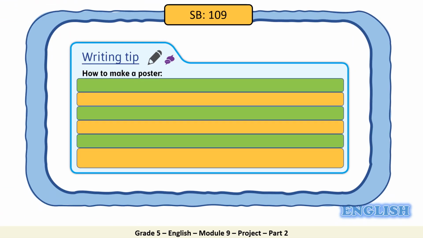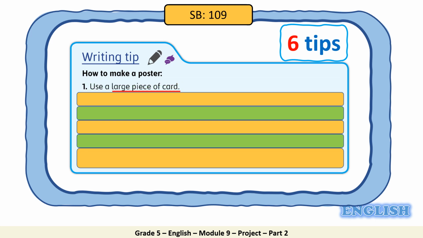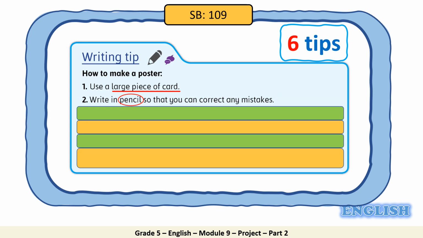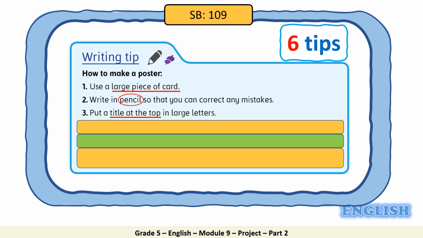If you want to make a poster for a school competition, a birthday party, or any other event, you should follow these 6 steps. Number 1. Use a large piece of card. Make sure it's big enough for people to see it clearly. Number 2. Write in pencil so that you can correct any mistakes. Make sure your handwriting is clear. Number 3. Put a title at the top in large letters. You can use different fonts, of course.